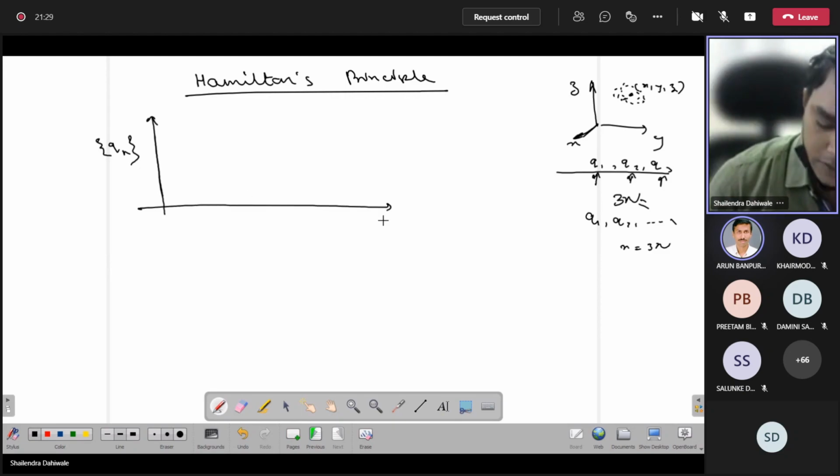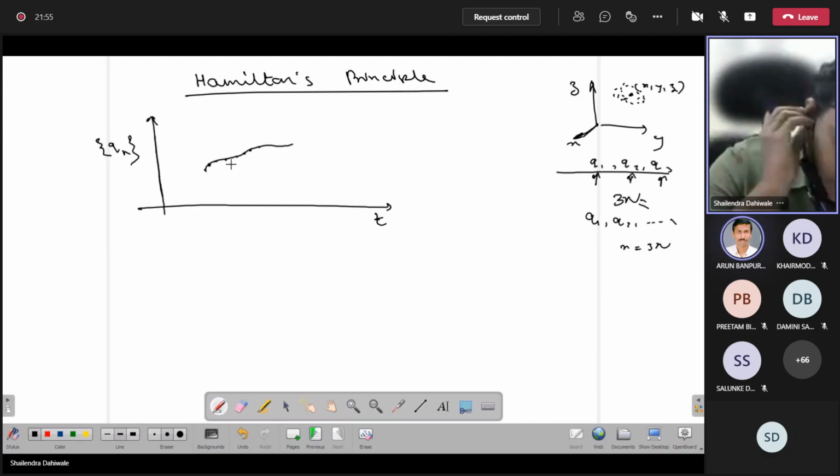Qn, and on this axis is t. So how it changes, the whole system changes with time. It will trace some path. And each point on this path represents one state of the system.